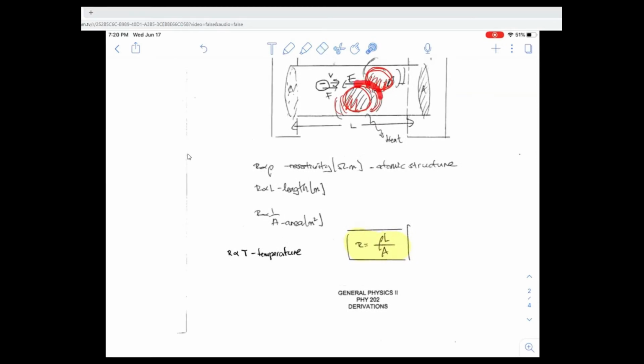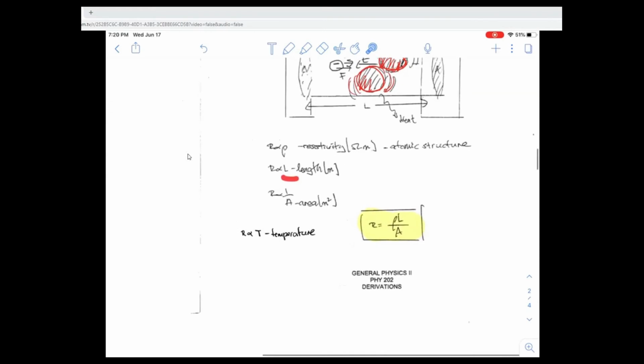So the resistivity is related to the atomic structure, meaning how much the atomic structure resists the motion of these charges. We get to use the letter rho for that. The other thing is that it depends on the length of the wire. The longer the wire is, the more the resistance is. The thicker the wire is, the smaller the resistance is. So these three facts are summarized in this formula.